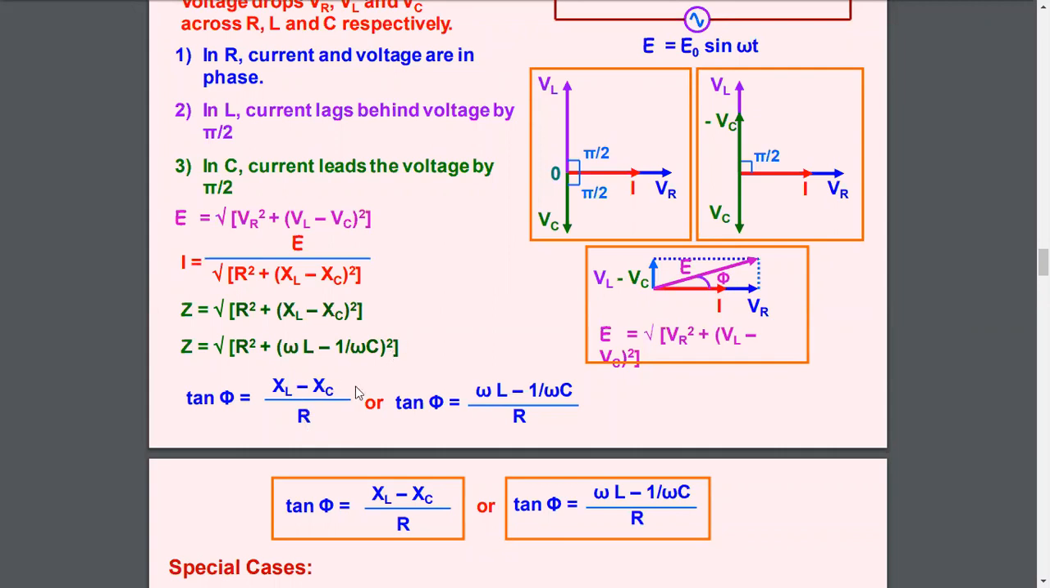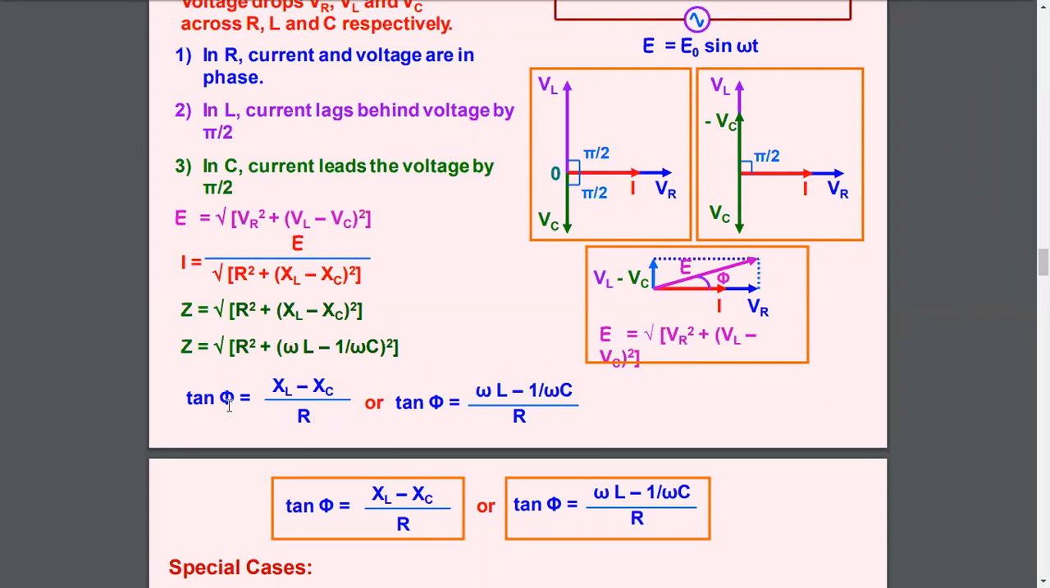But one thing is left here. First of all, you must start here: VL minus VC divided by VR. This is one term: tan phi equals VL minus VC divided by VR. Now we replace VL by I into XL, VC by I into XC, and VR by I into R. So you will see that I is common in numerator and denominator, and I will cancel out. So we will have this expression: XL minus XC divided by R.